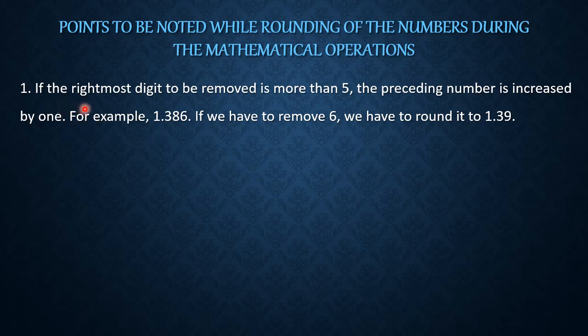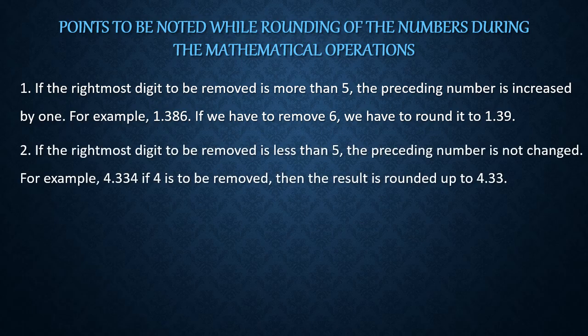If the rightmost digit to be removed is more than 5, the preceding number is increased by 1. Same example I have taken in the morning class. Now rule number 2. If the rightmost digit to be removed is less than 5, the preceding number is not changed.